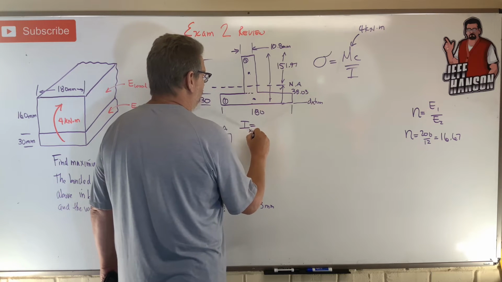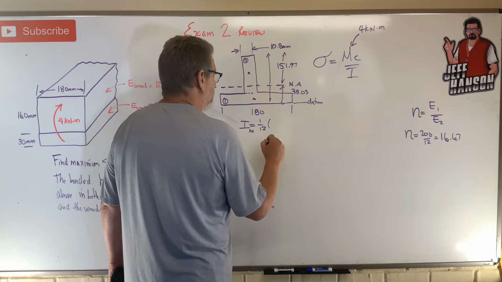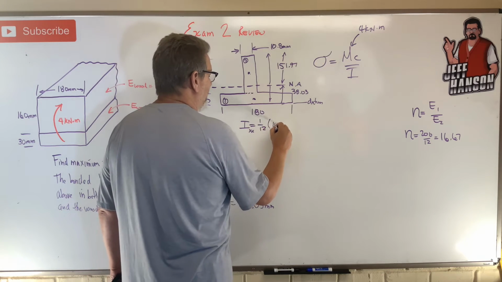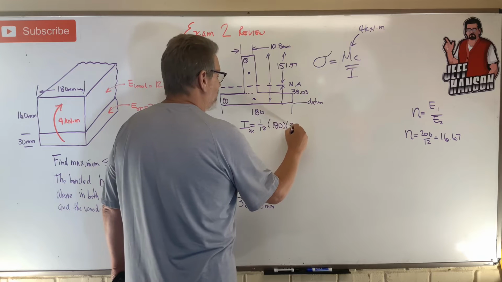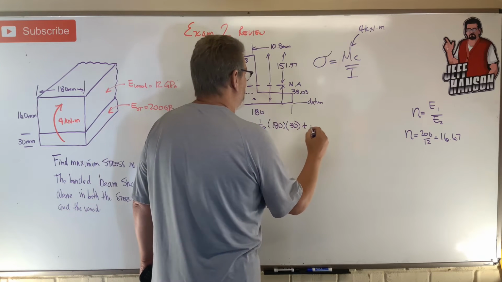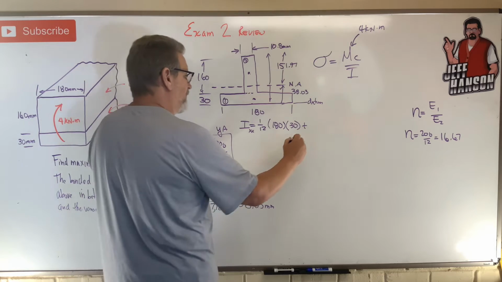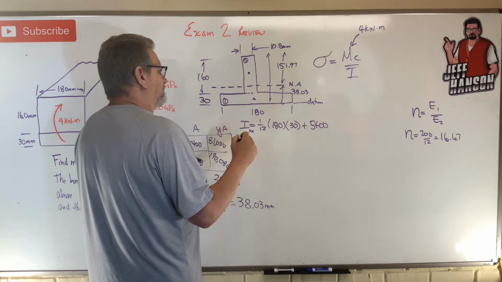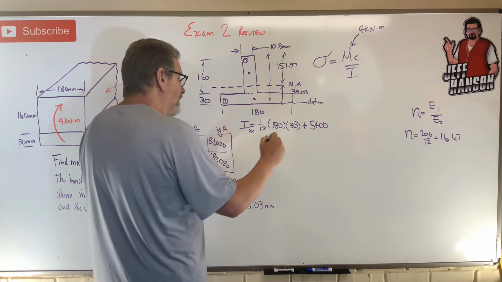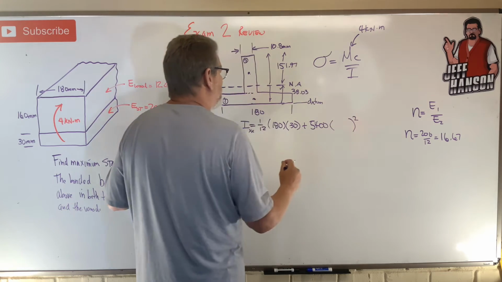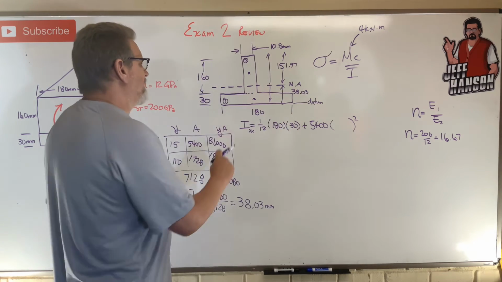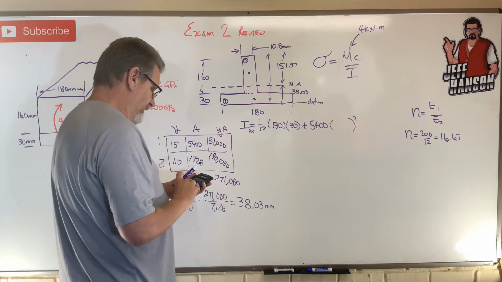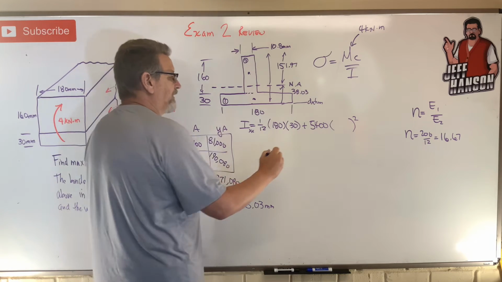Okay, we're trying to calculate Ixx, which is 1/12 base times height cubed. We'll do piece number 1 first, right? The base is 180. The height is 30, plus 80 squared. The area, I got it, it's 5,400. And the distance that goes in here, the D, is what? 38.03 minus 15. So 38.03 minus 15 equals 23.03. I knew that.